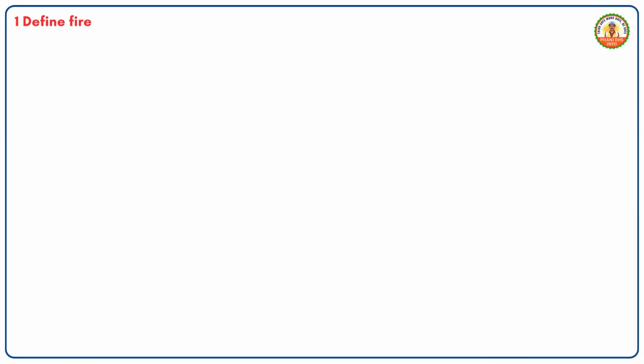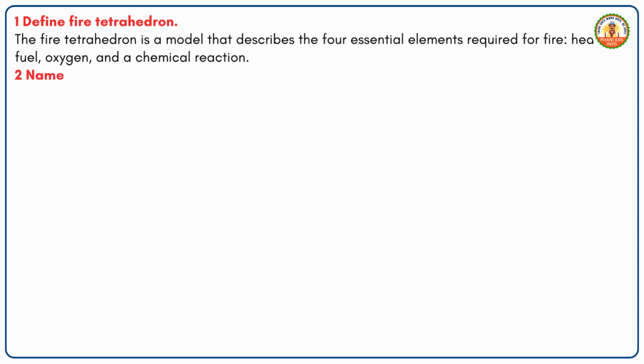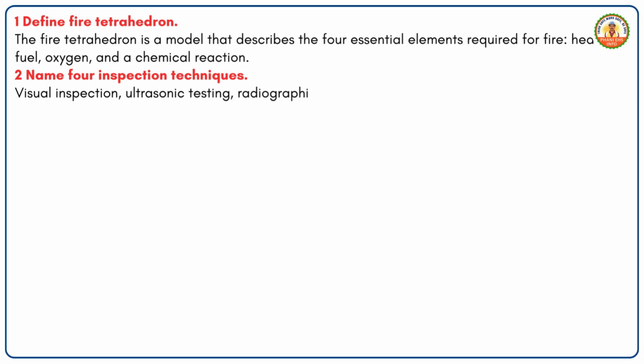1. Define fire tetrahedron. The fire tetrahedron is a model that describes the 4 essential elements required for fire: heat, fuel, oxygen, and a chemical reaction. 2. Name 4 inspection techniques: visual inspection, ultrasonic testing, radiographic testing, and magnetic particle testing.